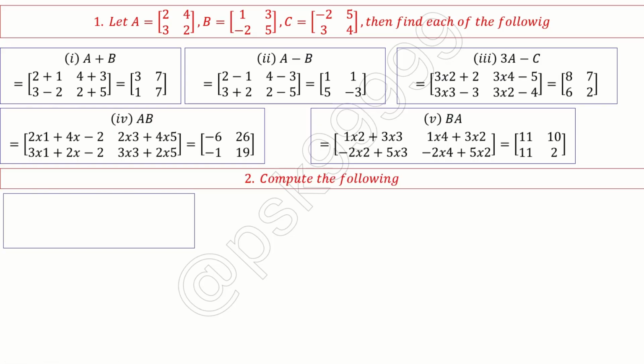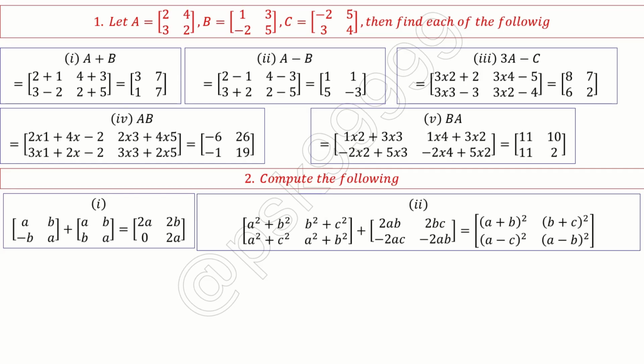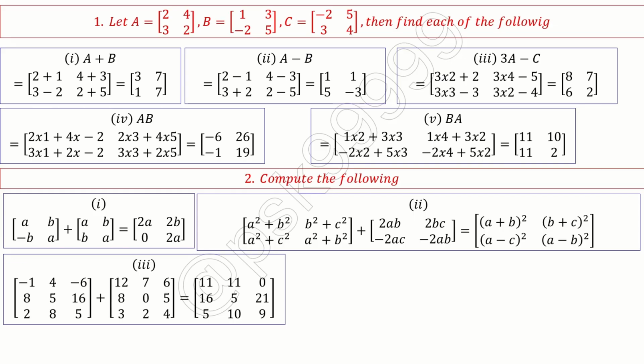Okay, next. Compute the following, which is straightforward. You add the corresponding elements and you will get the answer. All are the same basically. Then you can apply any simplification. Here it is a square plus b square plus 2ab, which is nothing but (a plus b) whole square. b square plus c square plus 2bc, which is (b plus c) whole square. a square plus c square minus 2ac, which is (a minus c) whole square. a square plus b square minus 2ab, which is (a minus b) whole square. Okay, simplification can be done for each element like this. So this is another 3 by 3 matrix addition. Straightforward, you can do it yourself.